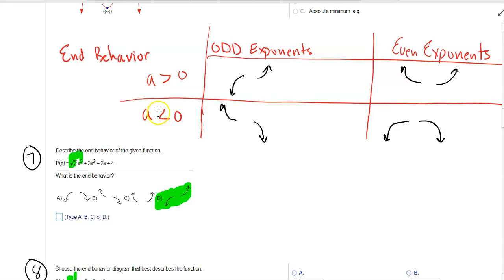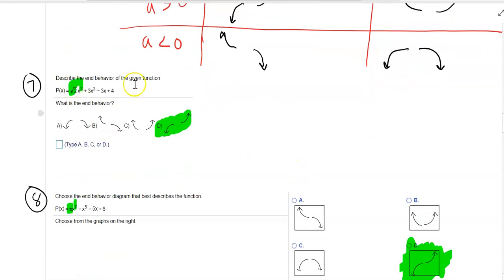When our coefficient is negative, then there's this alternate. On the left-hand side, it will be going up and going down on the right side. When we have even exponents, so this would be 2, 4, 6, 8, etc., then we are also going to be looking at the coefficient, whether it's positive or negative. If it's positive, both ends will be going up, and both will be going down if it is negative. And so we have some examples of that.